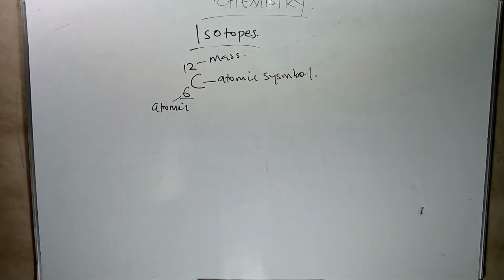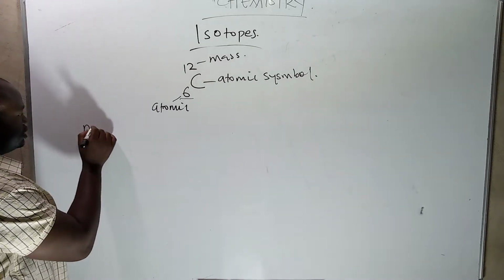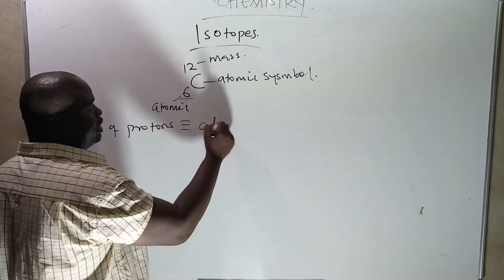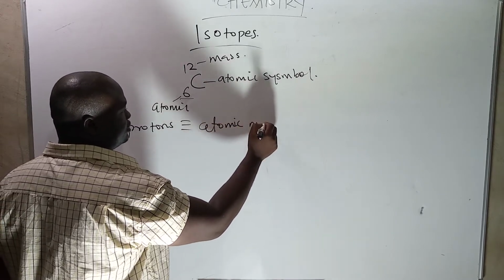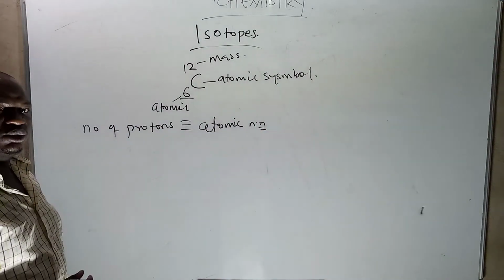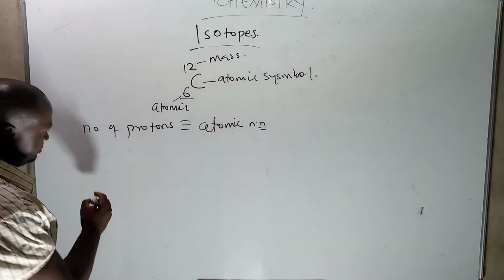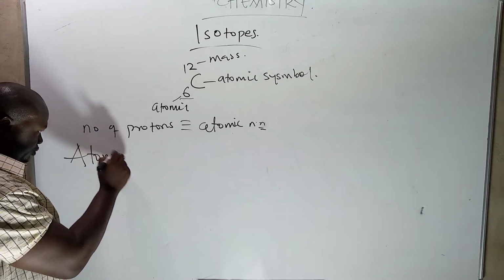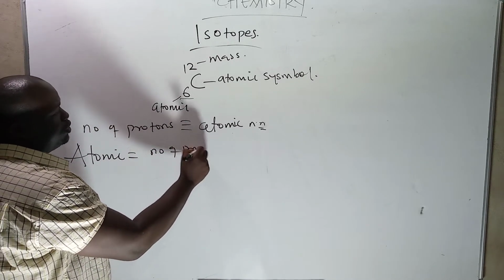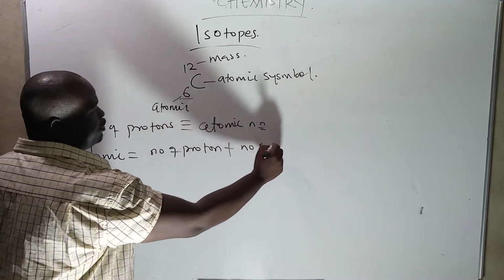Now, the number of protons present in an atom is the same thing under isotopes as the atomic number. Notice, the number of protons is equivalent to the atomic number. Now, there is a simple formula you should also know, that the atomic number is also equal to the number of protons plus the number of neutrons.